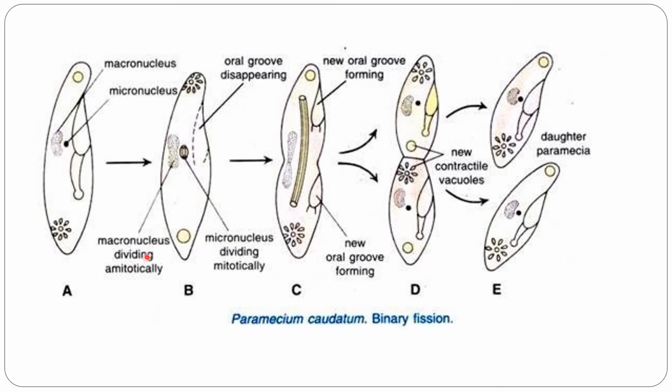Here the macronucleus is dividing amitotically, the oral group is disappearing, the micronucleus is dividing mitotically, and then a new oral group is forming here, again a new oral group forming here. In the figure you see new contractile vacuoles and the forming of two daughter paramecia. Here constriction takes place and it just simply divides, and then two daughter paramecia are produced in the case of binary fission.